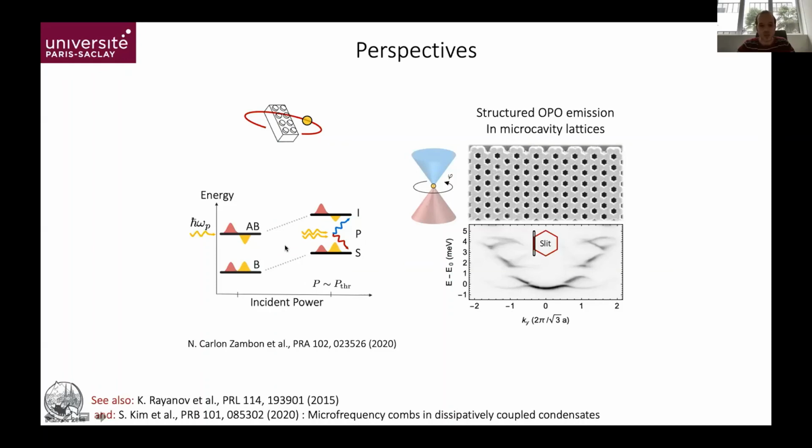And if you use the same reasoning, if you pump at the center of the gap, due to the fact that you have a linear dispersion, the part of the dispersion which sits below zero energy and the one above are perfectly symmetric. So each state on the two opposite sides of the Dirac cone should be able to undergo this process. And this could be interesting since there is an interesting phase structure of the wave function to have a structured OPO emission.